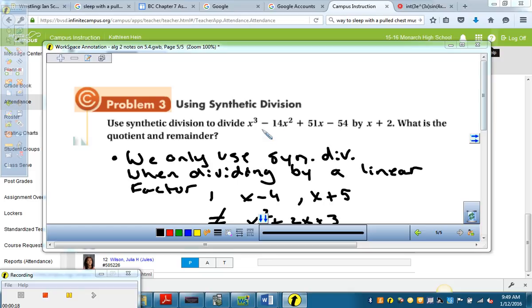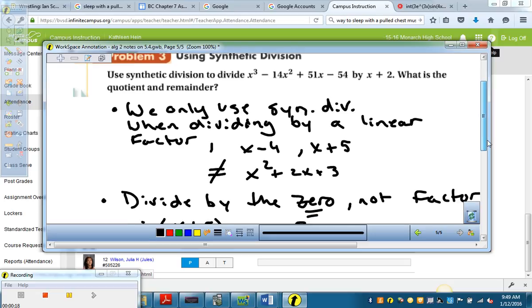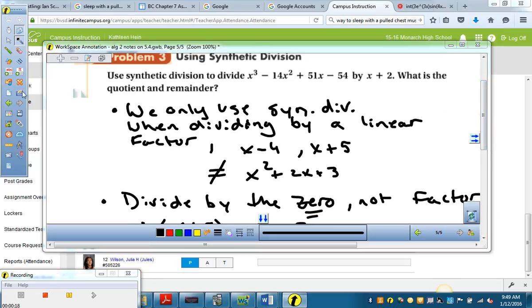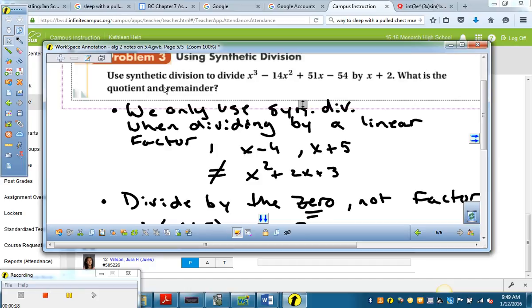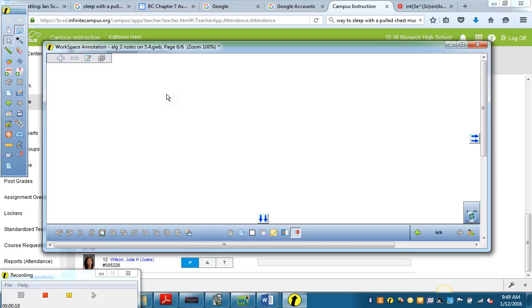Given that, let's look at the one that they've given us. We have x cubed minus 14x squared plus 51x minus 54 divided by x plus 2. What is the quotient and the remainder? So the setup is slightly different when we do this. We need more room.